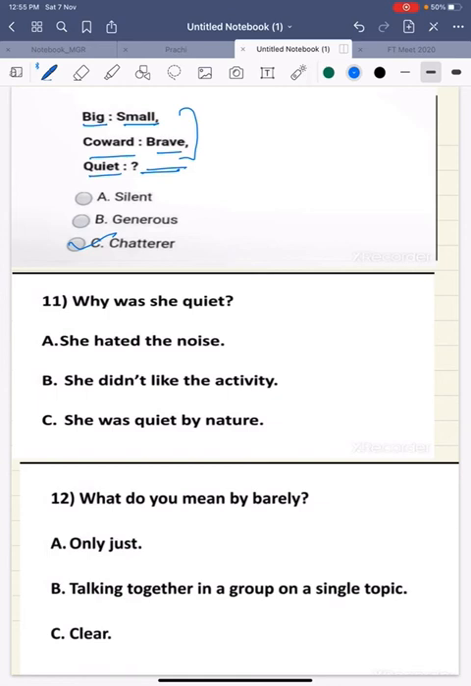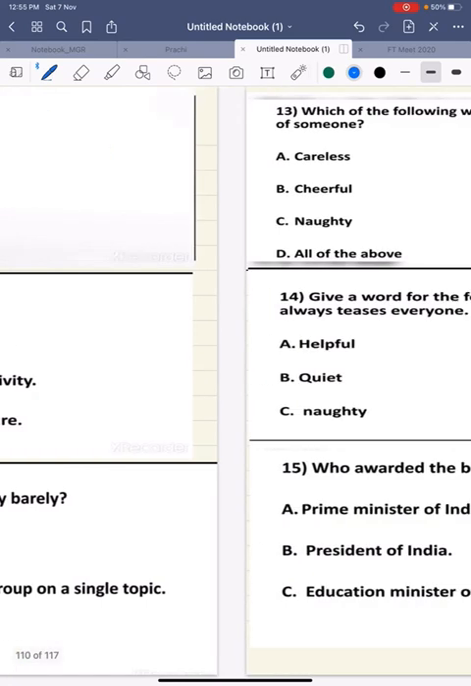Then next question is, why was she quiet? Three options are given. She hated the noise. She didn't like the activity. She was quiet by nature. So we take this one. She was quiet by nature. What do you mean by barely? Only just, talking together in a group, on a single topic, or clear? The answer is only just.